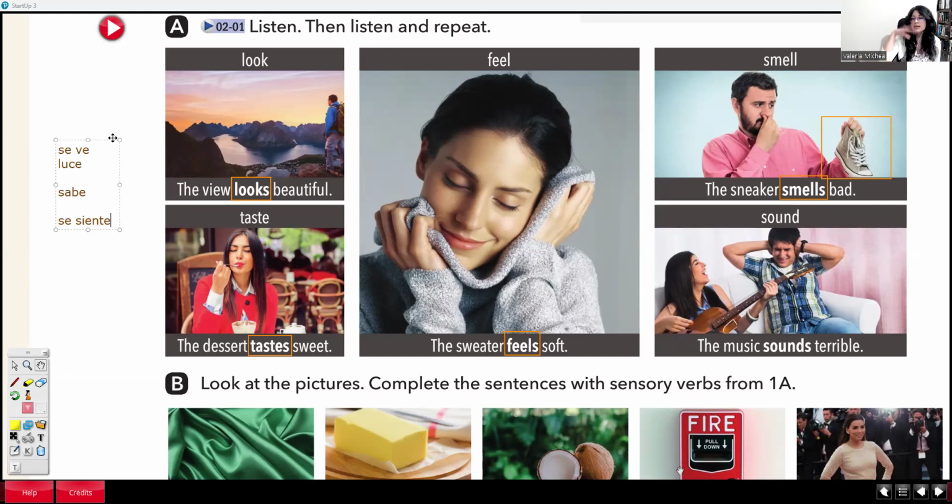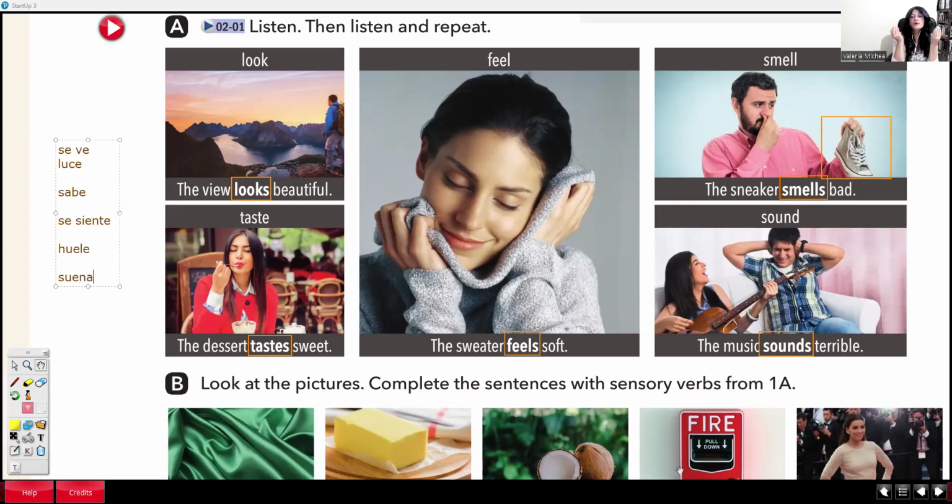Now, what does smell translate into Spanish? Huele. There you go. And finally, we have sound. The music sounds terrible. So he's not enjoying the music. So how do we say sound in Spanish? Suena. There you go.